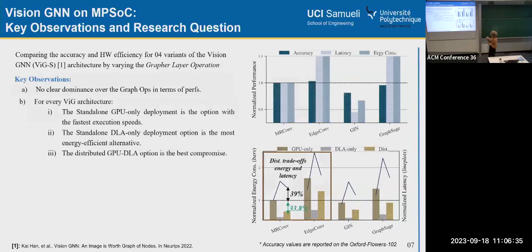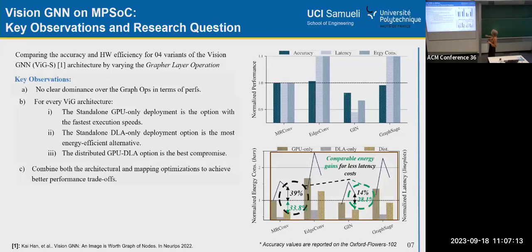Second, we also compare different deployment options. For instance, we take the same GNN architecture and we deploy it on the GPU only, on the DLA only, and on another distributed mapping option. We can make here 3 main observations. First of all, the GPU only deployment is the option with the fastest execution speed. The DLA only deployment is the most energy efficient alternative, whereas the distributed option over the DLA and the GPU is the one that provides the best compromise between latency and energy.